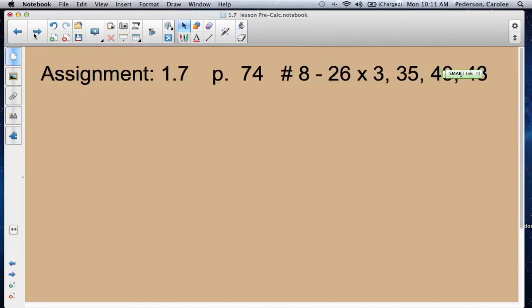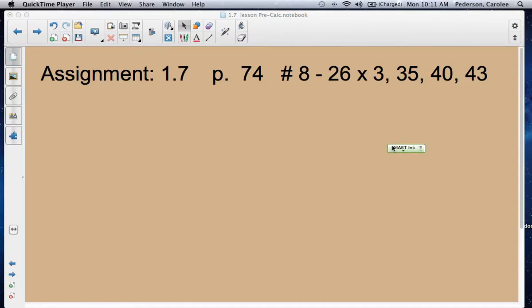All right, here is your homework for this evening, 1.7, page 74, 8 through 26 by 3, 35, 40, 43.